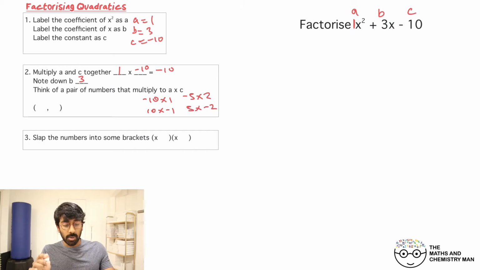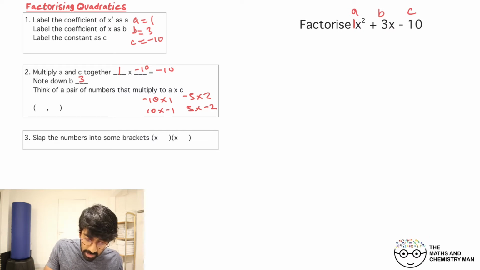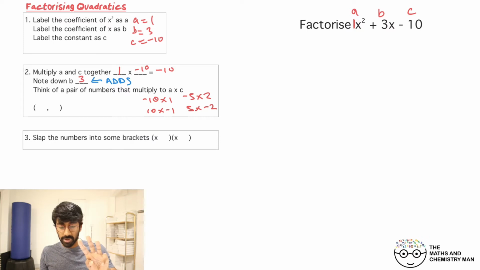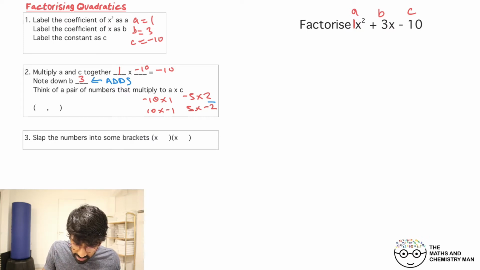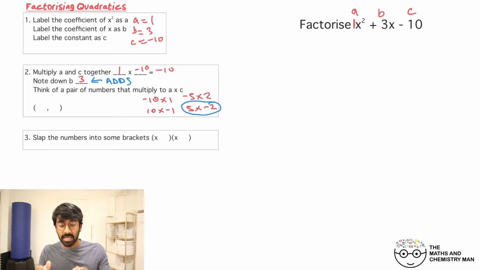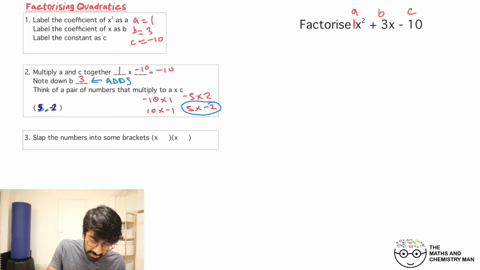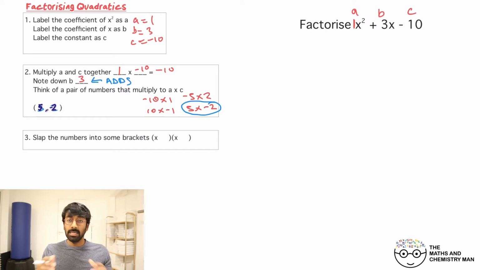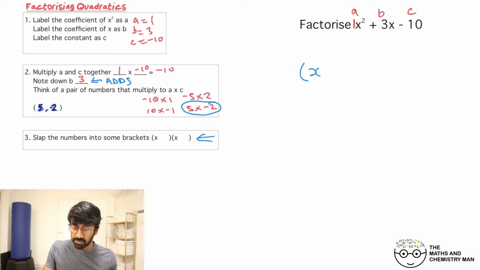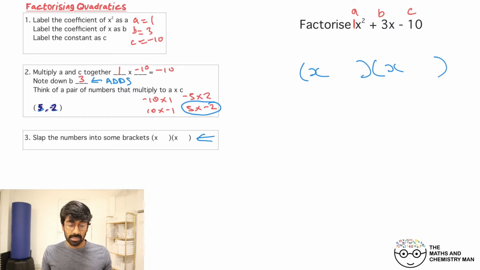Now, which one of these are we going to pick? We need to select one of them. The one that we select is the one that adds together to give 3. So which one's going to add to 3? It's going to be this one here, because 5 take away 2 is 3. So 5 and minus 2. Step number 2 done. The last step is all we do is write out some brackets with x at the front of each of them. Then we put the numbers we chose into the brackets. So you chose positive 5 and minus 2. And that's it, it's done, factorized.